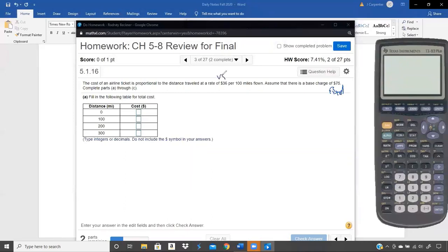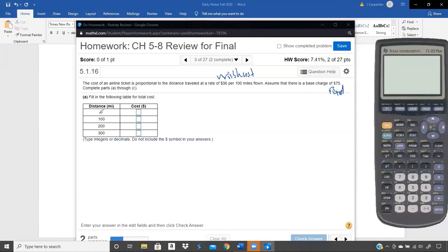So we have a variable cost and a fixed cost. The 36 is the variable amount, which if all we had was the variable amount, then it would be a direct proportion. We could say 100 miles would cost $36, 200 miles would cost $72, 300 miles would cost $108, et cetera, et cetera, et cetera. But with that fixed cost, we can't forget to add 75 each time.